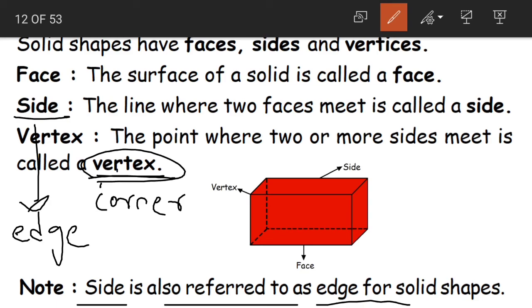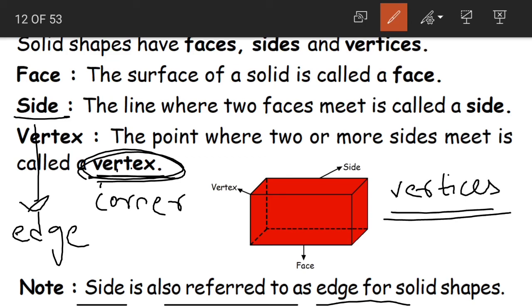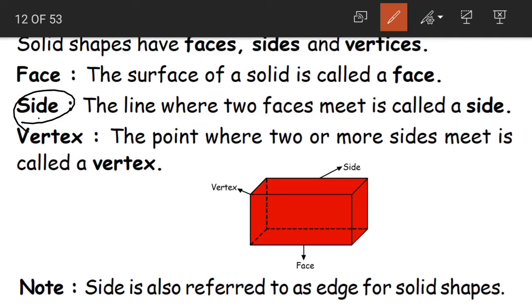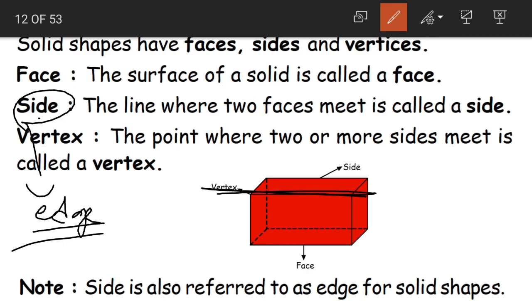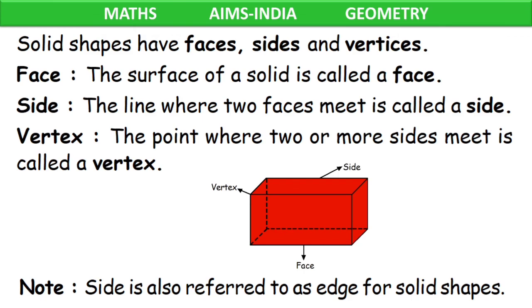Vertex is the singular, vertices is the plural. We call it a vertex when we have only one, and when we have more than one we call them vertices. Vertices are nothing but the corners where two lines meet. Coming to side, a side is the line where two faces meet, and side is also referred to as edge for solid shapes. And coming to face, the surface of a solid is called a face. What is it? The surface of a solid is called a face, children.